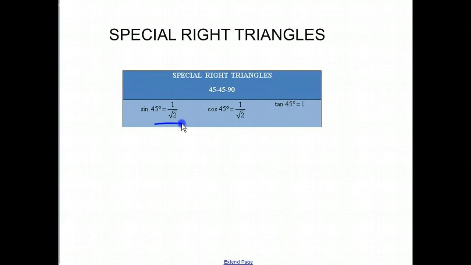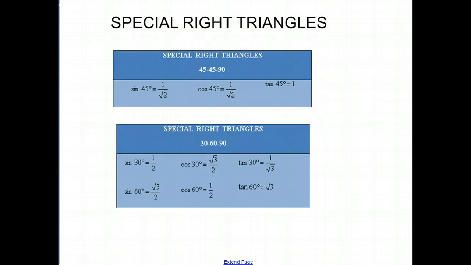The cosine of 45 degrees is also 1 over the square root of 2. And the tan of 45 degrees is equal to 1. And so these are the relationships that you do need to memorize, you need to be able to use. So why don't we do an example?